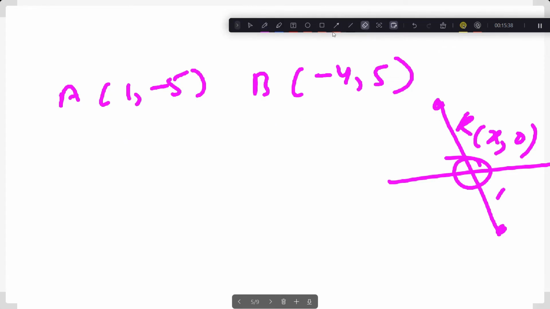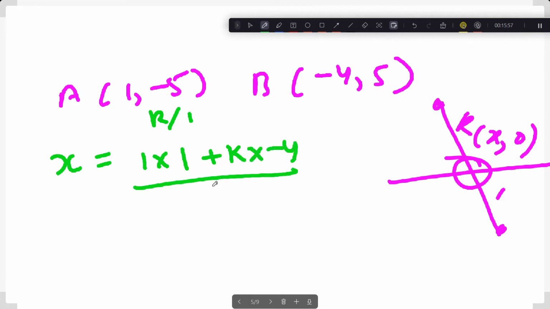Okay. So let the ratio be k:1. So what does section formula say? Let's look at the x coordinate. k:1, right? So 1 into 1 plus k into -4 upon k plus 1. What is this? 1 minus 4k upon k plus 1.